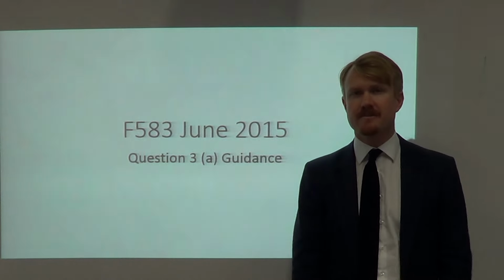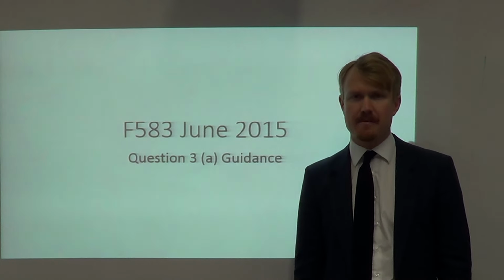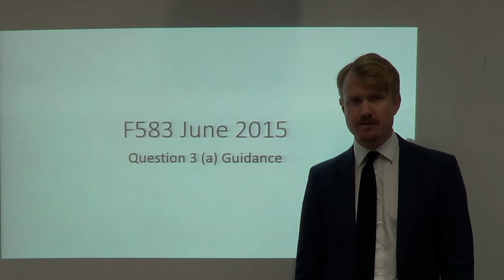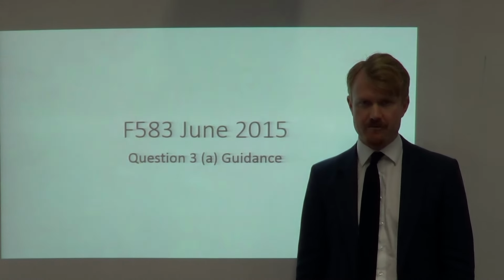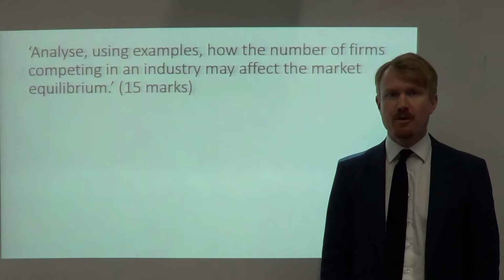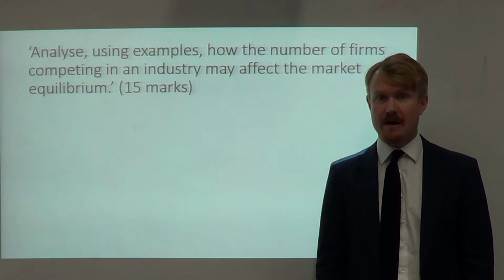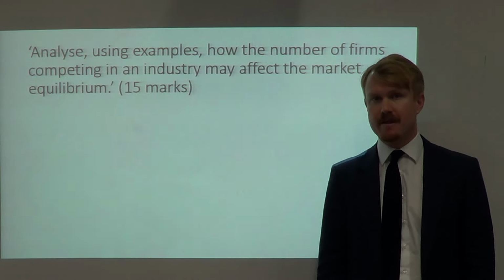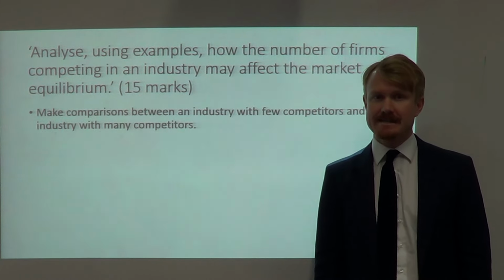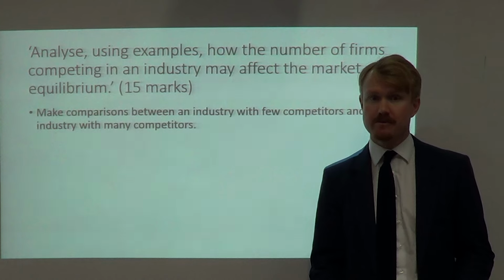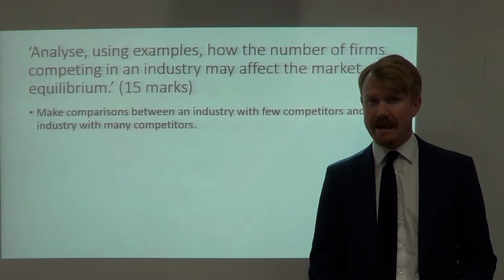This is guidance for OCR A2 Economics F583 June 2015, question 3A. The question is, analyze using examples how the number of firms competing in an industry may affect the market equilibrium. So what this question is really doing, it's asking you to make a comparison between an industry with few competitors and an industry with many competitors.